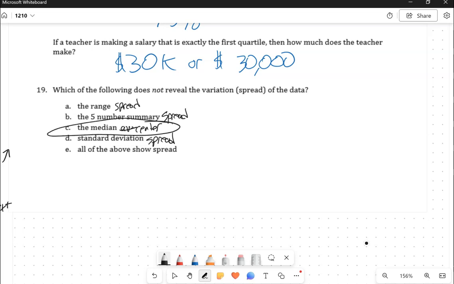The median. If you just know what's in the middle, you have no idea of how wide the road is. If you're standing in the middle and you're not looking left and right, that would be the range, or the 5-number summary, or the standard deviation gives you an idea. If you're just standing in the center, you don't know how far each side is. Like if you're in the middle of the ocean, do you know how wide the ocean is? Not at all.